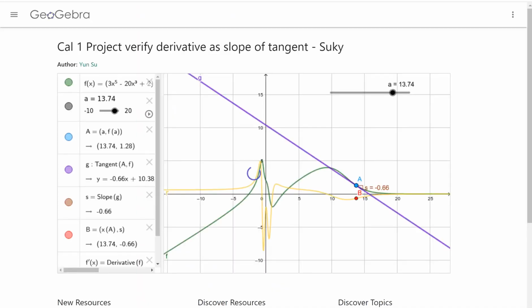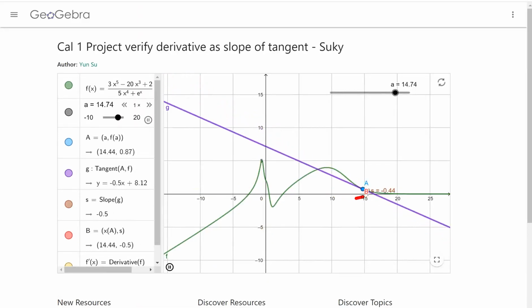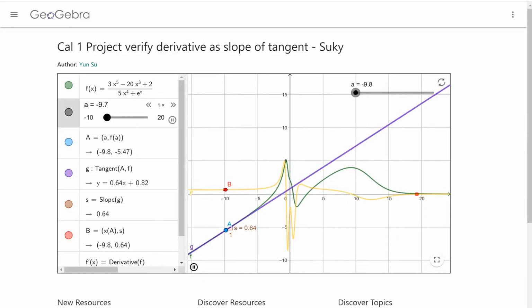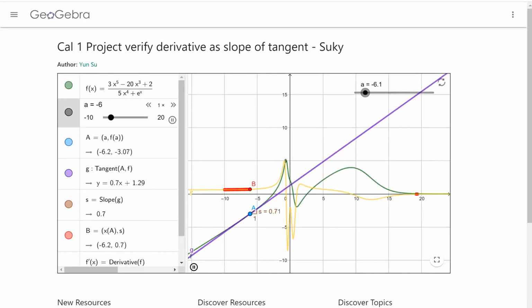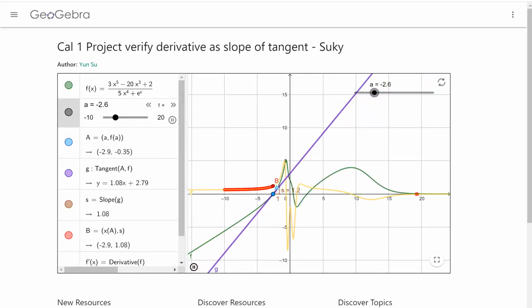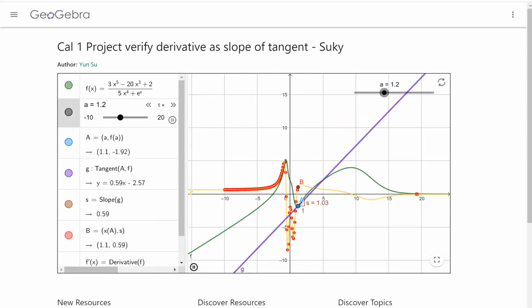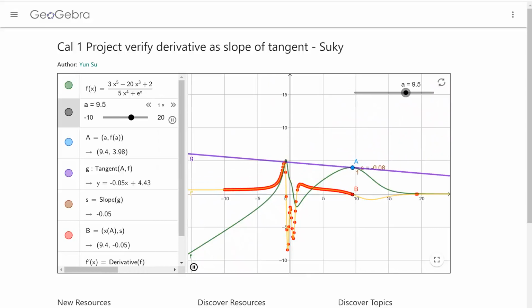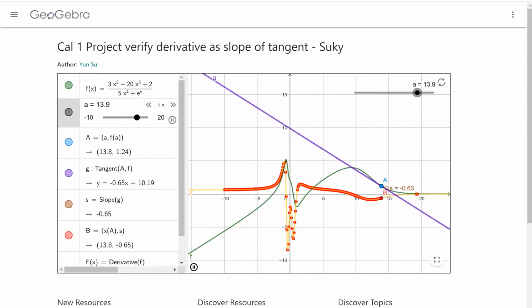All right, you can see the green line is the function, and when I let the point move around, you can see the slope. The yellow line is the derivative. So the point B actually plots the slope of the tangent line. You can see the slope, the point B, the slope of the tangent line really matches the derivative.